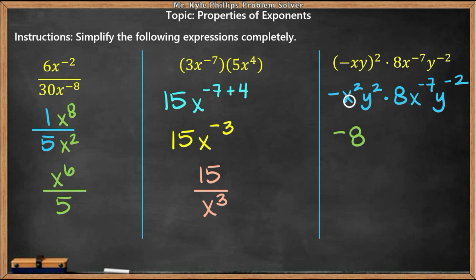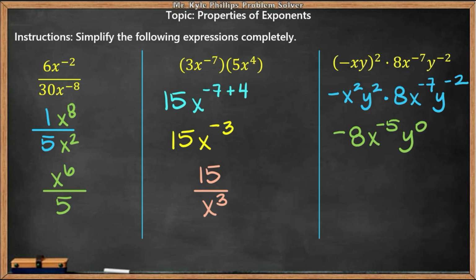And we are going to add the exponents. So here we have 2 plus negative 7. Well, that's going to give me negative 5. And then I have 2 plus negative 2. Well, that's going to give me y to the 0.